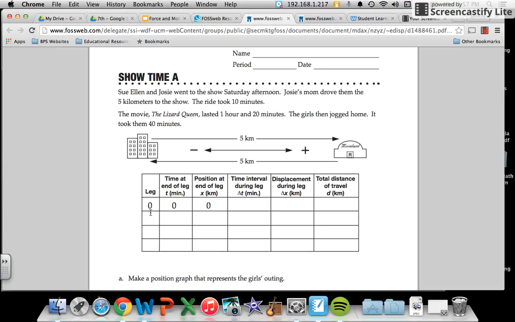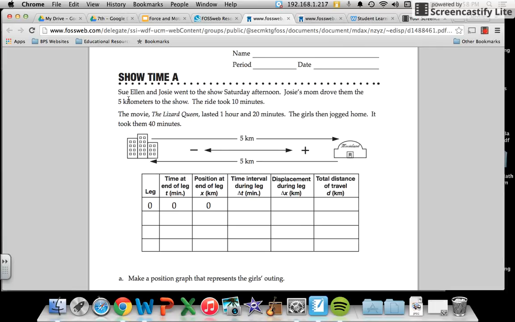We talk about how there are 3 main legs: going to the movie, being at the movie, and coming home from the movie. But these 5 categories get them very confused. The time at the end of a leg, I explained to them, is the time if I started a stopwatch and didn't stop it. The position at the end of the leg is where they would be on a ruler if it was attached to them. The time interval during the leg, the change in t, is how much time went by for that specific leg. And then the displacement is for that specific leg.